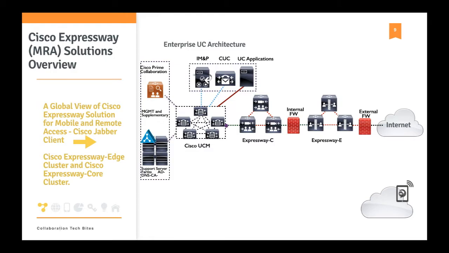Let's take a point here. Cisco Jabber 9.7 and above, talking about Cisco Jabber for Windows and mobile, is the first release that actually started to support Expressway, started to look for an Expressway. We'll talk about the operation of how Cisco Jabber looks for an Expressway first before registering internally or registering externally, taking the decision of where to register exactly.